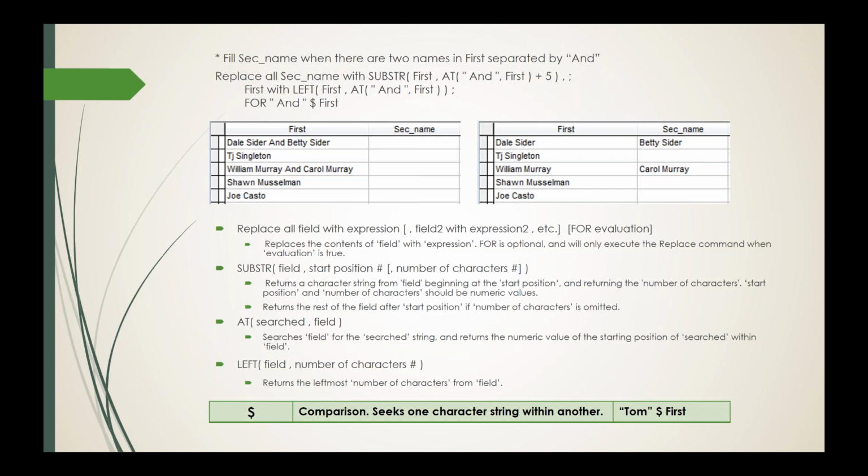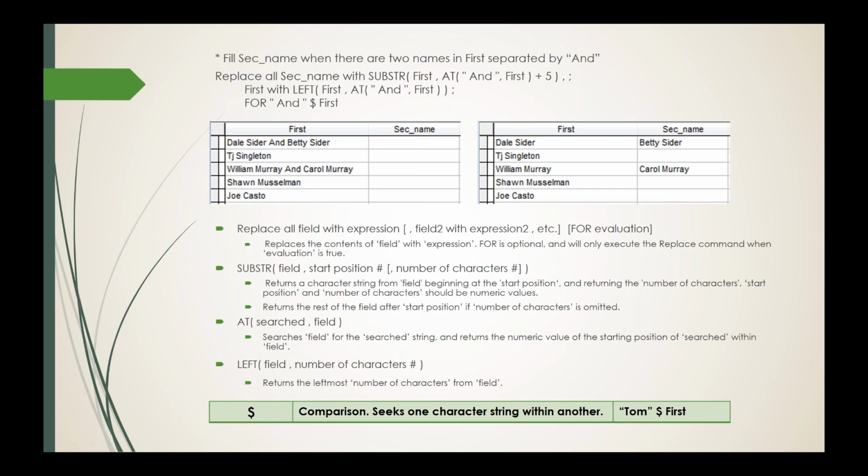In an AT, we're going to provide first what we want to find with our AT function, and I've used space "and" space because we don't want to find "and" if it occurs in someone's name. We want to find it when it's its own word, which is why we've added a space before and after our "and" string. Next, we need to provide a field that we're searching in, and we're still searching in the first field. So our AT function is saying, I want to find the position of "and" within my first field. Now, as you can see, right after the AT function there, I also have +5.